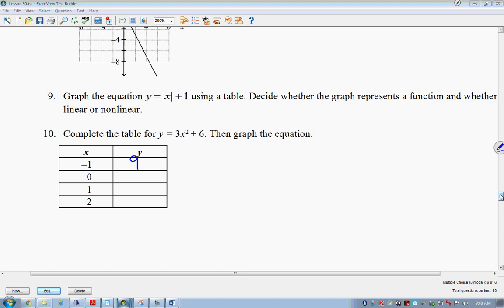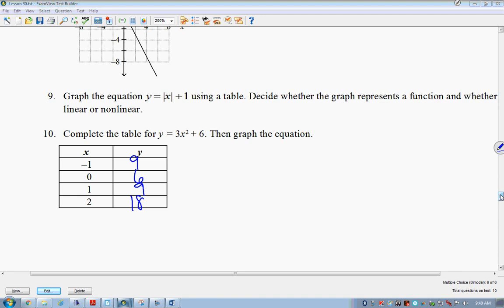If we need to, what's 0 squared? 0. What's 3 times 0? What's 0 plus 6? Okay. What's 1 squared? What's 3 times 1? All right. What's 3 plus 6? 9. All right. What's 2 squared? What's 4 times 3? What's 12 plus 6? All right. There we go. That should be it.